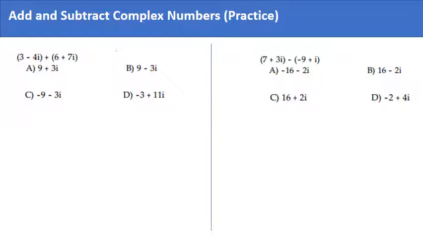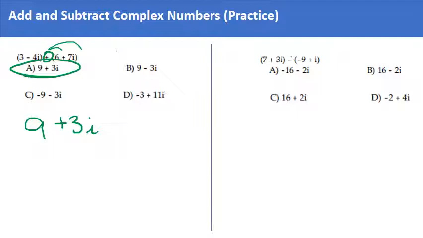So on the first one, you have an addition sign in the middle. So when you distribute the addition sign, it doesn't change. So combine your like terms. So we have 3 plus 6, that gives you a 9. And then you have the -4i plus 7i. So that gives you a positive 3i. So for this one, your answer is 9 plus 3i.